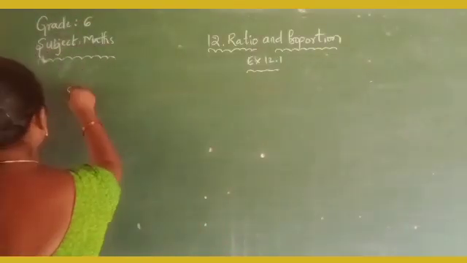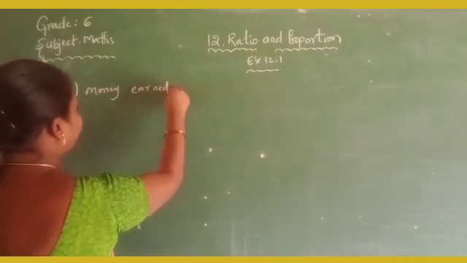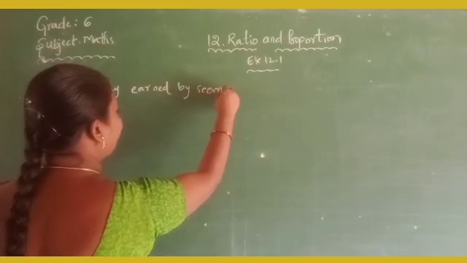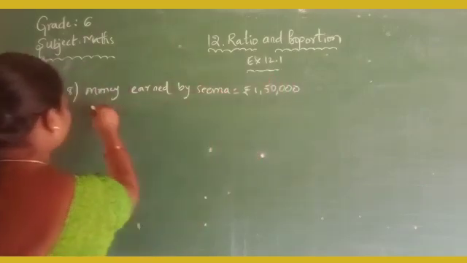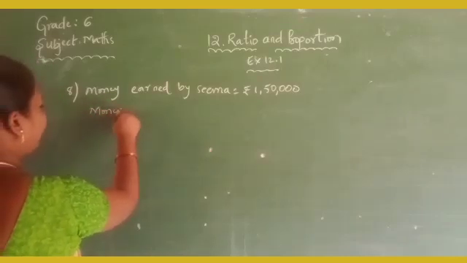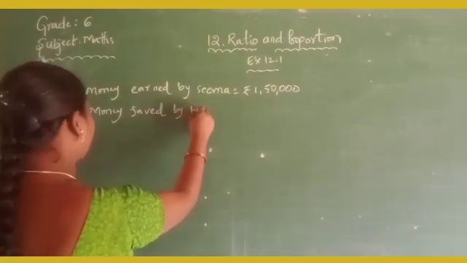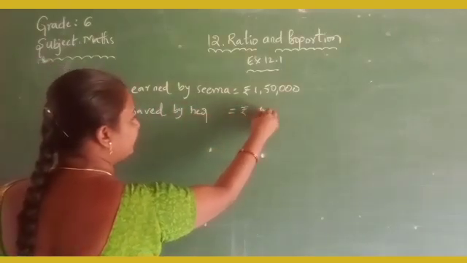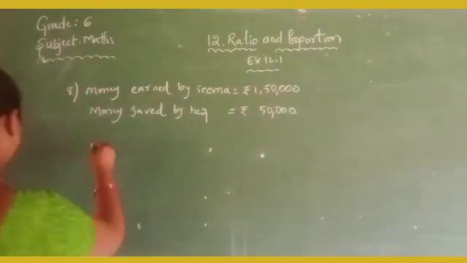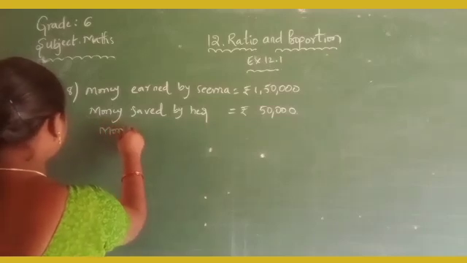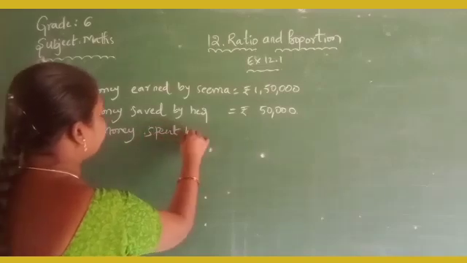Write in the first one, money earned by Seema. How much amount is she earning? 1,50,000 rupees. Right? Similarly, money saved by her. How much amount is she saving? That is 50,000 rupees. And how much amount is she spending? So how to find that one? Money spent by her.